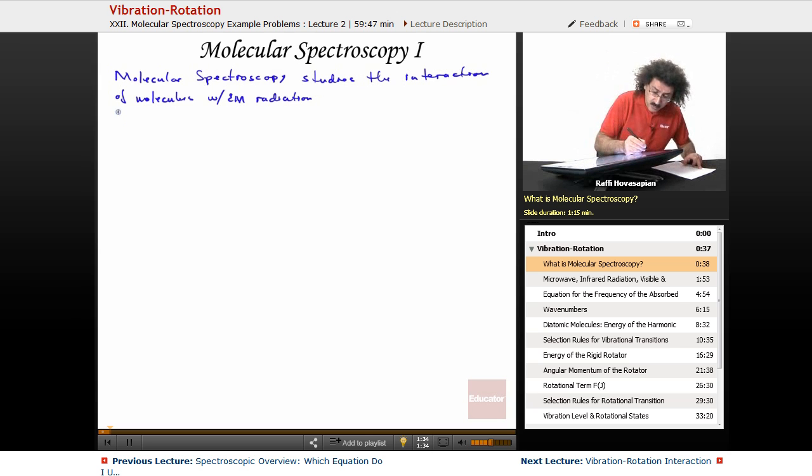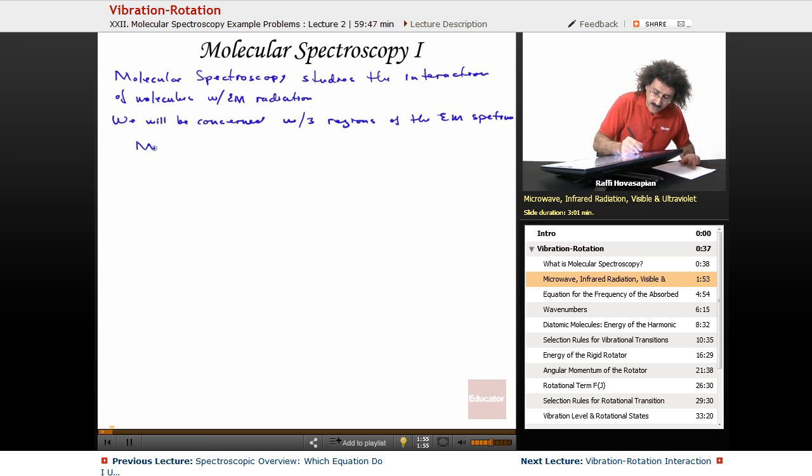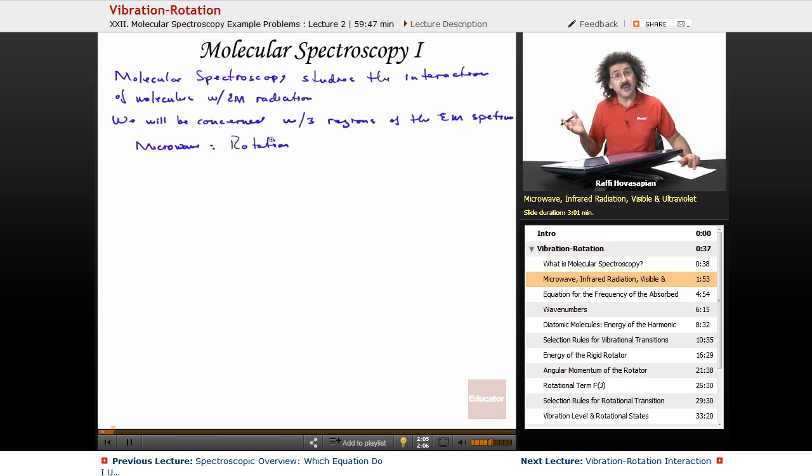So we will be concerned with three regions of the EM spectrum. We're going to be concerned with the microwave region. The microwave region is related to rotations. So when a molecule is hit with microwave radiation, there are changes in the rotational state of the molecule, the rotational quantum state of the molecule.